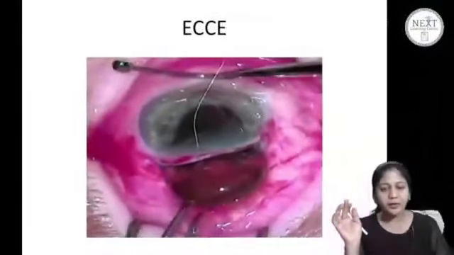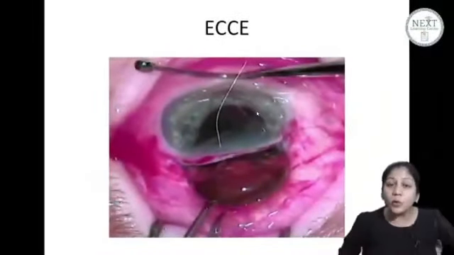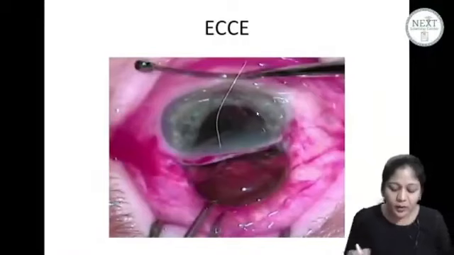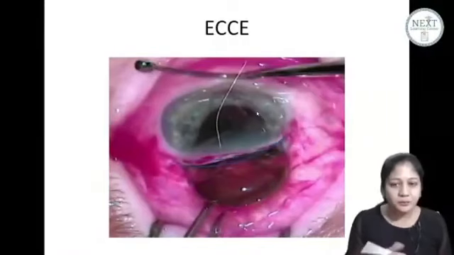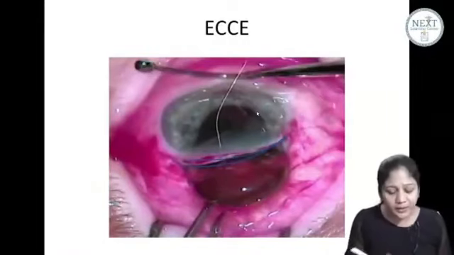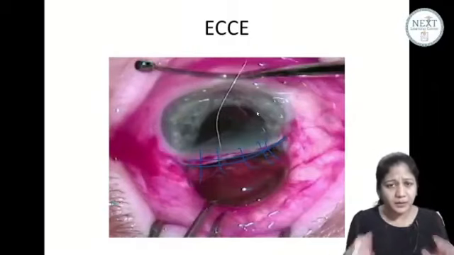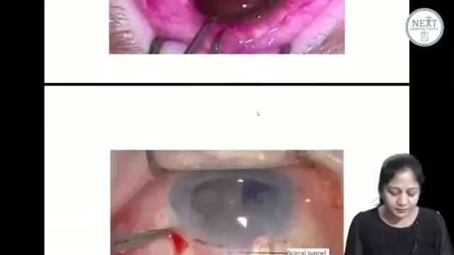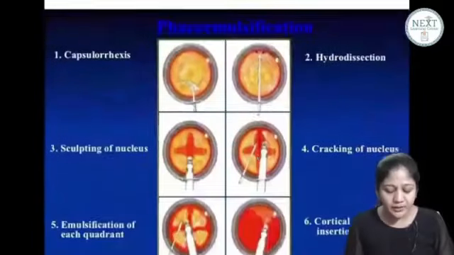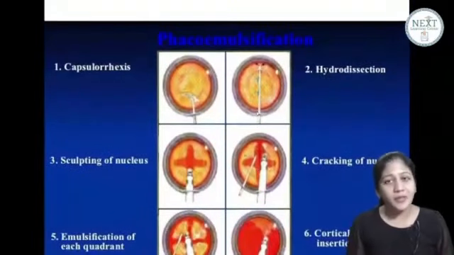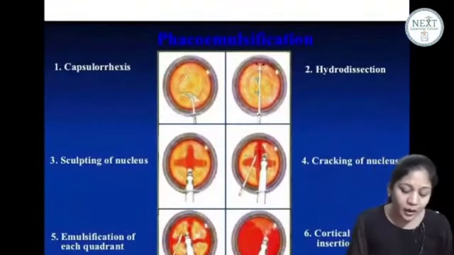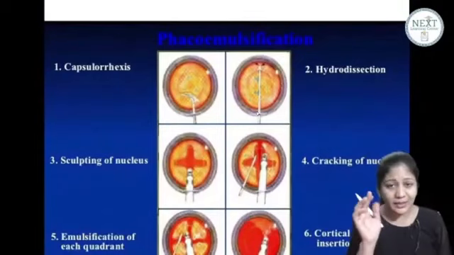Now have a look here, everyone. This is the prototype surgery, the ECC, where we have made the big limbal cut and we have taken out the nucleus. We put the lens and then we close. This is your typical ECC. But nowadays we are not doing ECC unless we don't have the facility. Nowadays what we are doing? A phacoemulsification surgery. तो देखिए क्या किया है.